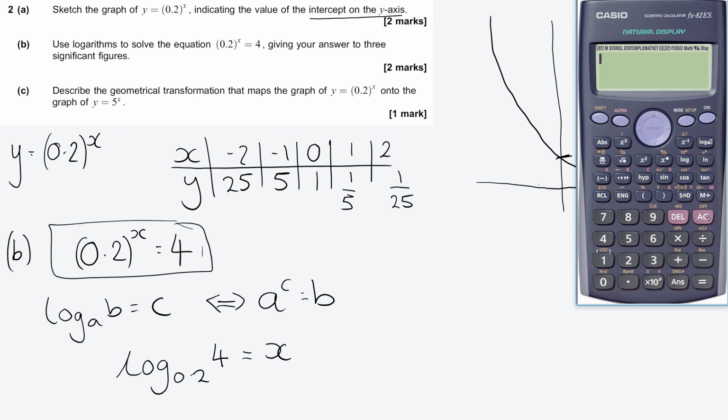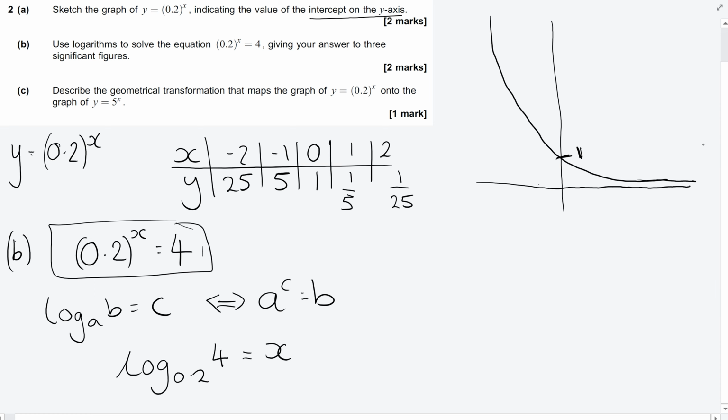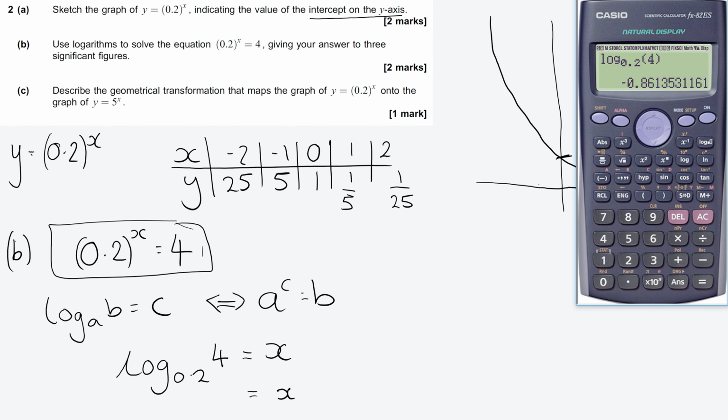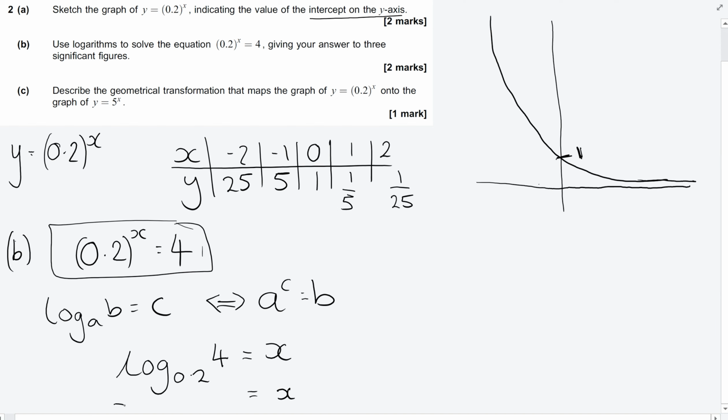And then if we pop it into our calculator here, using this log function, which allows us to change the base, 0.2 and 4, which gives us our correct solution for x. So we've got that x is equal to, let's just bring that back up. It asks for 3 significant figures, so we need to make sure we're doing that. So it's 3 numbers after the zeros have finished, so it's -0.861. So that's your first option.